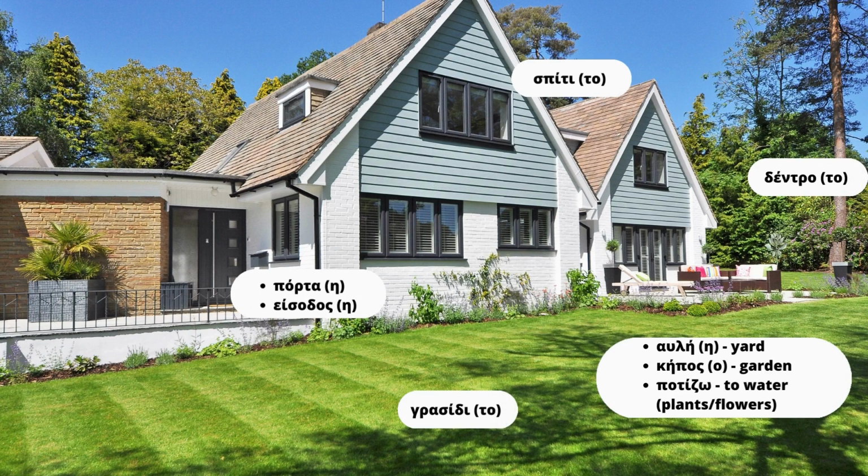We also have the door and we have the entrance. So the door is called η πόρτα. Η πόρτα. And the entrance is called η είσοδος. Η είσοδος. So you have to be careful because it's a feminine gender word, but it ends with omicron sigma. Η είσοδος. We have the grass in front of the house, which is called το γρασίδι.